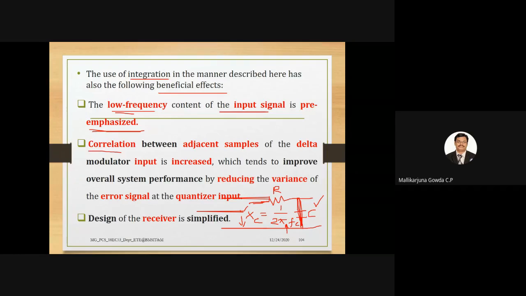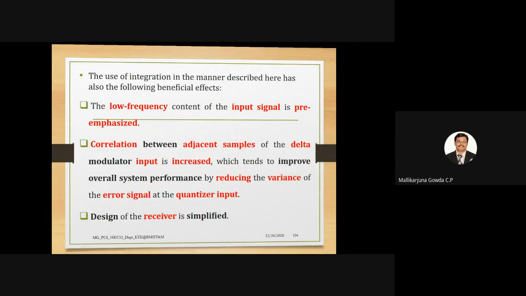So with that, the correlation between adjacent samples of the delta modulator input is increased. So we will be able to improve the correlation between the adjacent samples of the input signal. With that, we will be able to improve the overall system performance by reducing the variance of the error signal at the quantizer input. And even the design of the receiver is also simplified, he says.